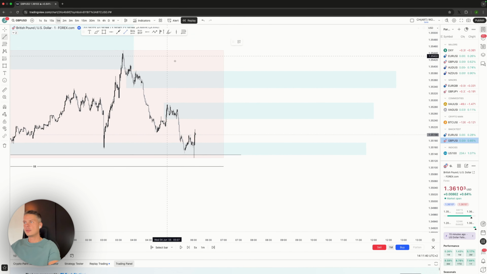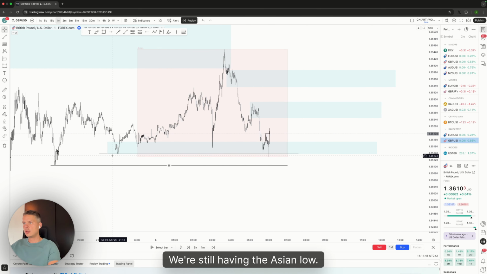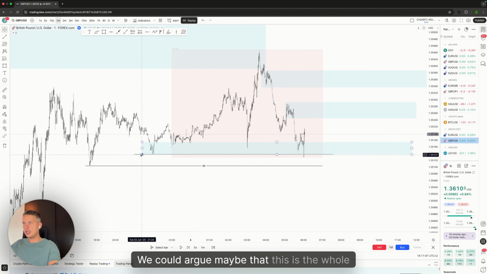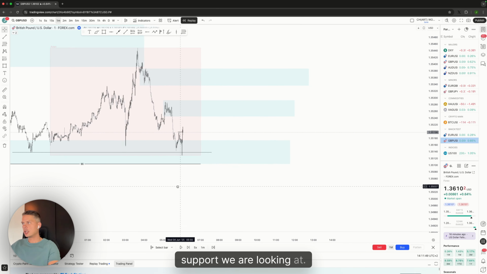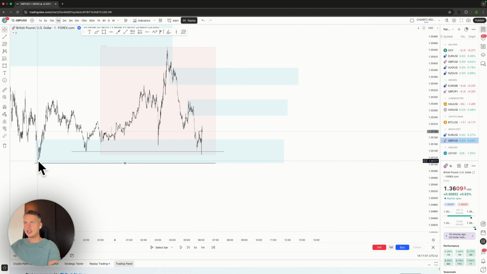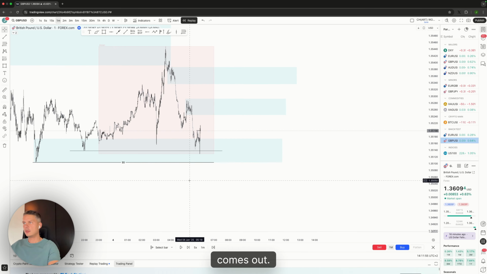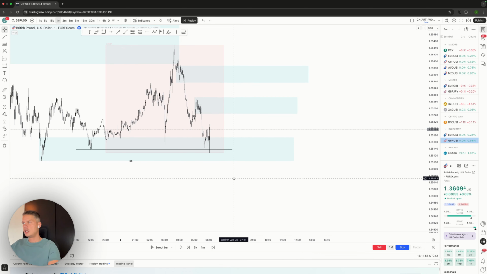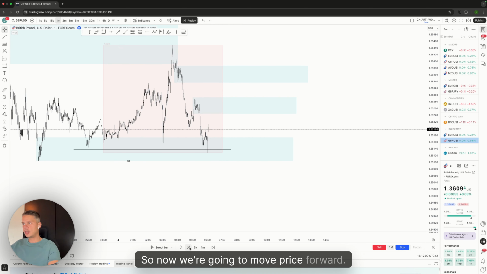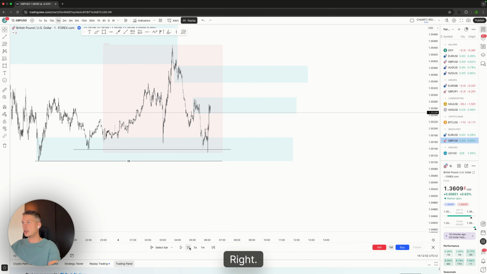All right, so we do have ourselves a bullish break of structure. We're still having the Asian low. We could argue maybe that this is the whole support we are looking at, but let's see, right? Low, price steps in, comes out, price steps in, comes out, price steps in, comes out. Easy, support recognized. So now we're going to move price forward. Right, interesting.